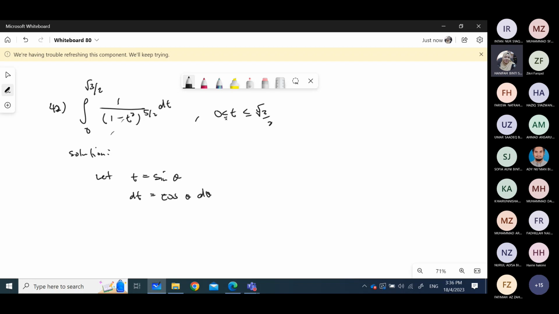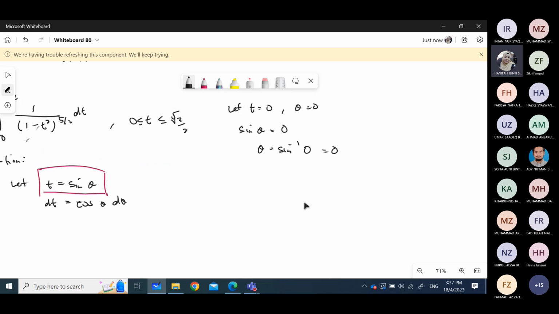Okay, so ini kita punya limit dalam sebutan t. So what about if we want to change it into theta? Alright. So cara dia adalah let t equal to 0. Okay. So sin theta equal to 0, sebab kita ambil t equal to sin theta. Okay, so now kita nak cari theta. Bila nak cari theta, kita move sin to the other side. Dia akan jadi sin inverse of 0. So sin inverse of 0, you just plug in your calculator. You akan dapat 0. Right, so means that if t equal to 0, so theta equal to 0.